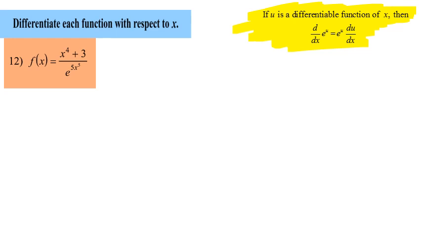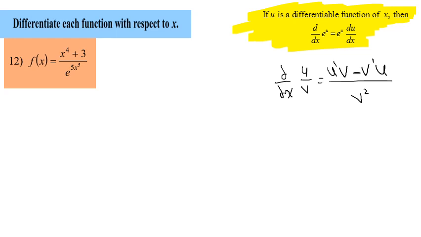Differentiate each of the following with respect to x. f of x is equal to x to the power of 4 plus 3 divided by e to the power of 5x to the power of 5. So this is a quotient rule, and the derivative with respect to x for u divided by v is v squared, u dash v minus v dash u: the derivative of the numerator multiplied by the denominator minus the derivative of the denominator multiplied by the numerator.